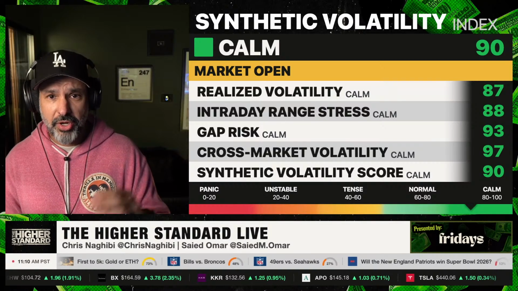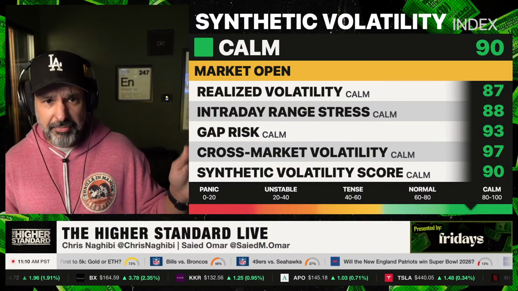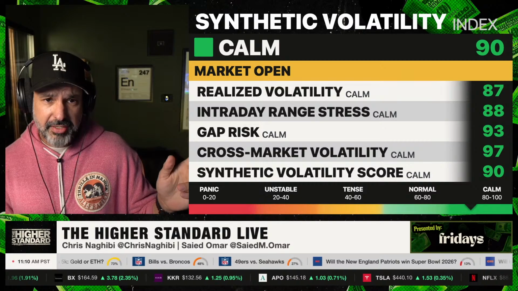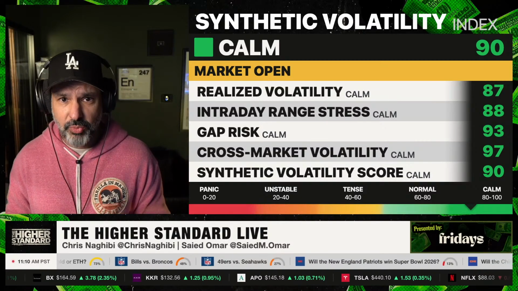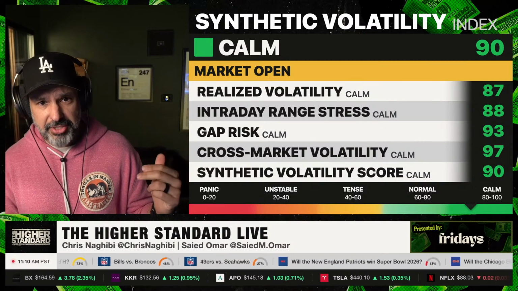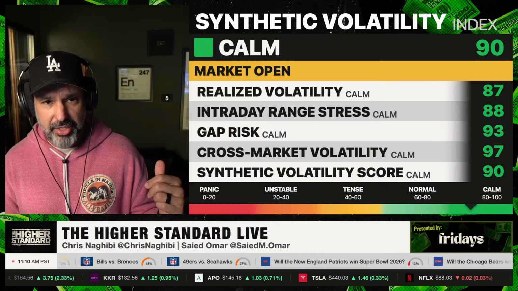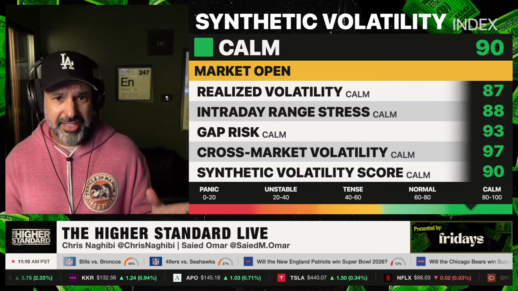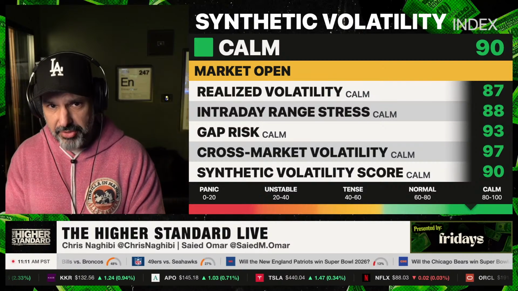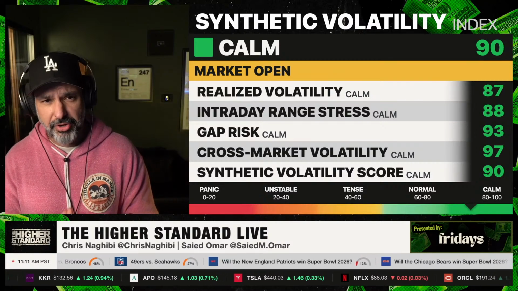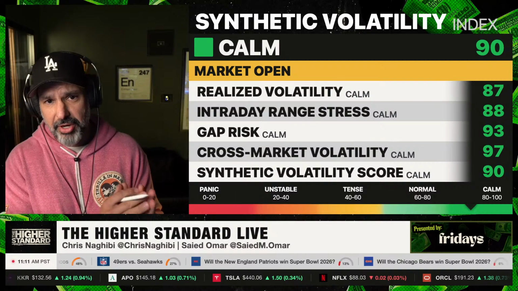And for those of you who want to know where these numbers come from and how we come up with them, we'll put together, again, another presentation for that on the website. But effectively, we're taking the volatility in the day on the major indices. We're taking the intraday range stress as the highs and lows. We're taking the gap risk between one index versus another, and we're trying to see how they're all trading throughout the day algorithmically compared to one another.